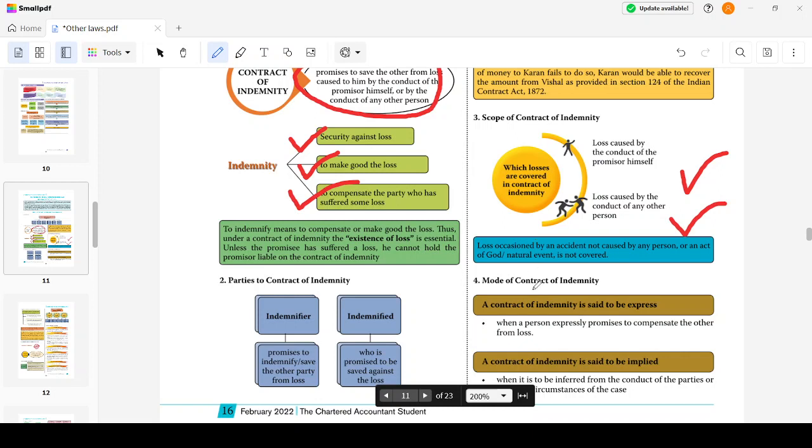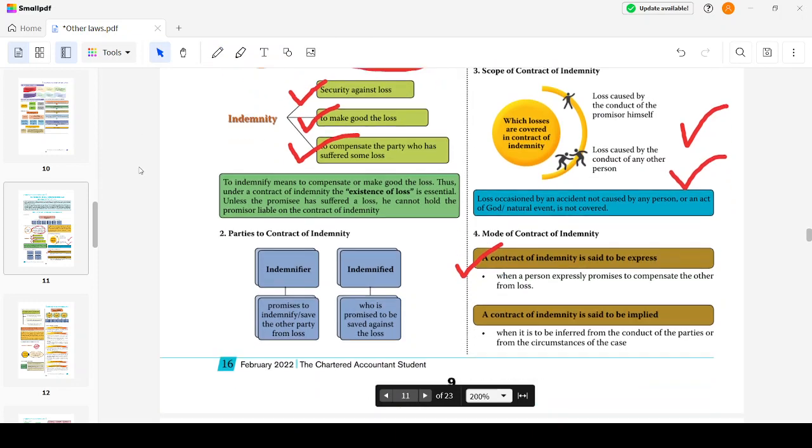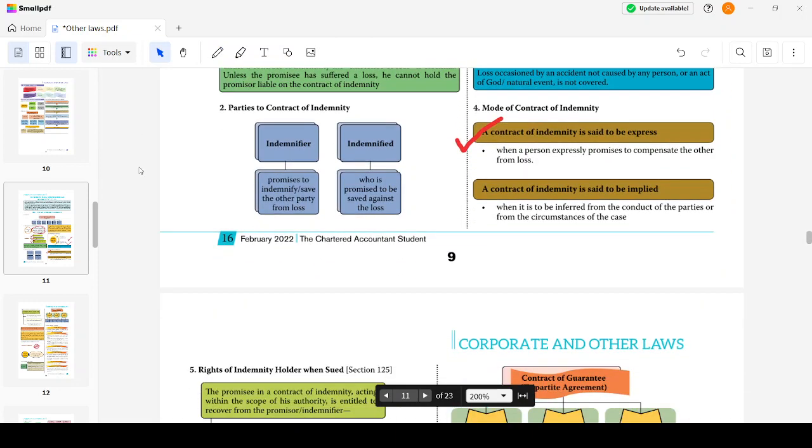Mode of contract of indemnity. A contract of indemnity is said to be express when a person expressly promises to compensate the other for the loss. A contract of indemnity is said to be implied when it is inferred from the conduct of the parties or from the circumstances of the case.